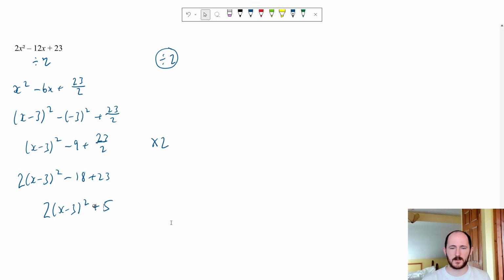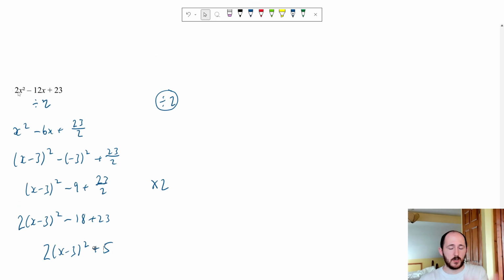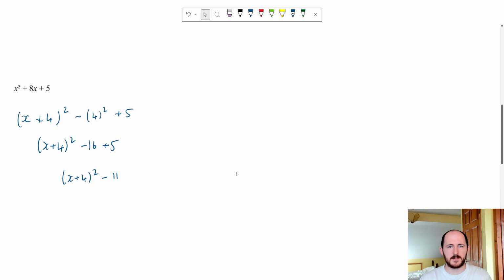And again, that works regardless of whether it's 2x squared, 3x squared, minus x squared, minus 2x squared, whatever. You can just divide first and then times through on the end. Now I said that I'm going to show you a little equation that you can use to memorize this.